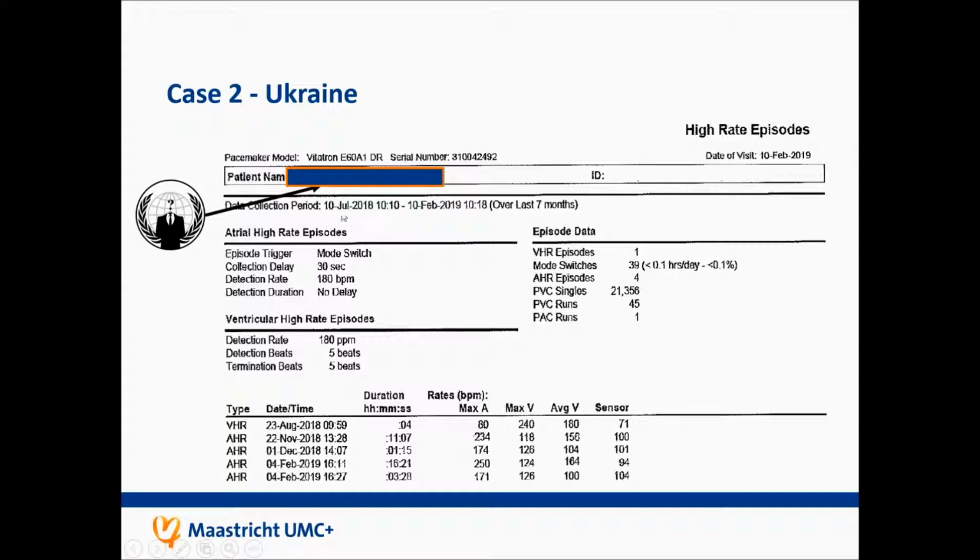We see the collection period from July 2018 to February 2019. We see the atrial detection rate, 180 beats per minute. That's correct for the Ukraine. We have the counter for atrial high weight episodes, and we have the episode list, so we can see the duration. So we have 4 episodes, of which 2 are adequate. So apart from the fact that it wasn't anonymous, you can have all the information on one page.